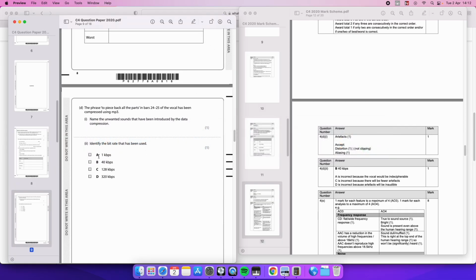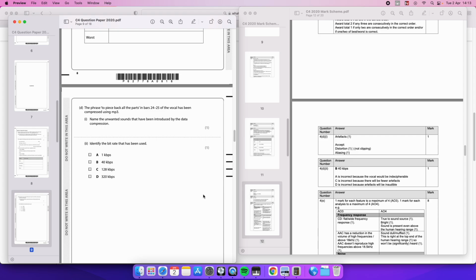So if it was 1 kilobyte per second, what does it say for A? It would be indecipherable. We wouldn't be able to hear it at all. C, not 128, because there would be fewer artifacts. Kind of a difficult one, yeah. We're around about 40. Apparently, it's as crap as 40. Not as good as 320, which is standard for MP3, because the artifacts would be inaudible.